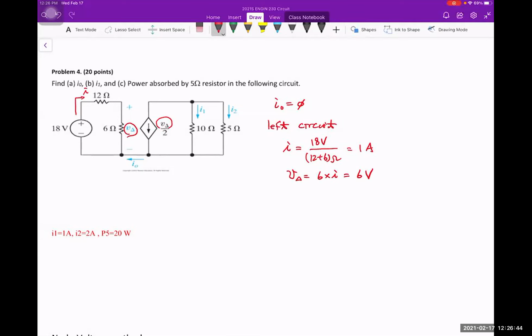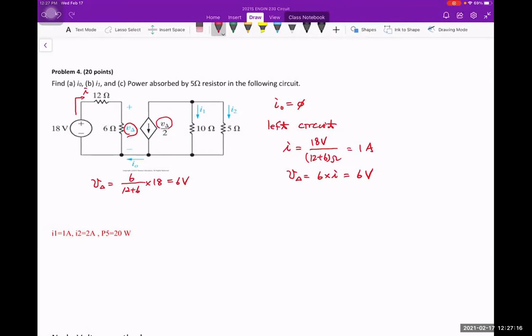So you find this one is 6 volt. You can also use voltage division. If you use voltage division, then you don't need to solve for I. V delta using voltage division is going to be the total resistance 12 plus 6 on the bottom. On the top, you put whatever the resistance is, times 18 volt, and that should give you the same thing, 6 volt as well. So either way will give you the same result.